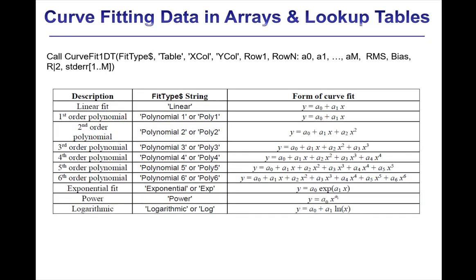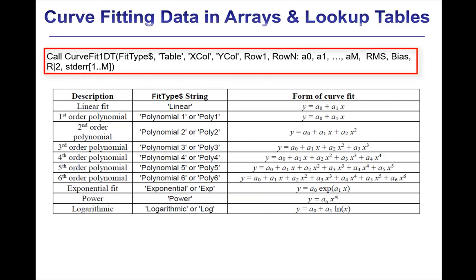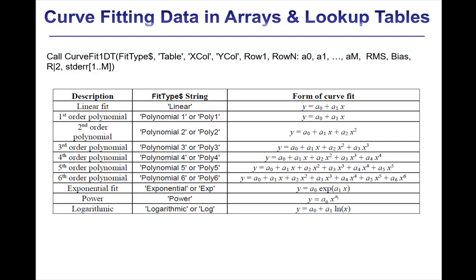If the data that you want to curve fit exists in a lookup table, then they should be curve fit using the curve fit 1DT procedure. And the calling protocol for the curve fit 1DT procedure is shown here. And it's pretty similar to the curve fit 1D procedure, but some of the inputs are a little bit different. The first input is still a string that identifies the fit type, but now the remaining inputs basically tell ease where to go to get the data in the lookup table.